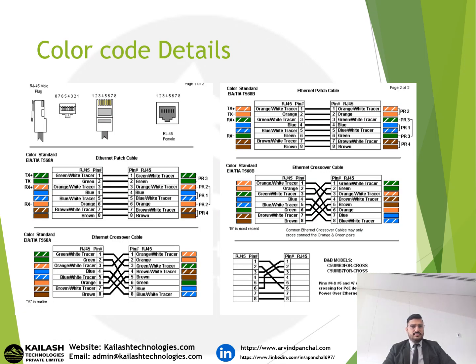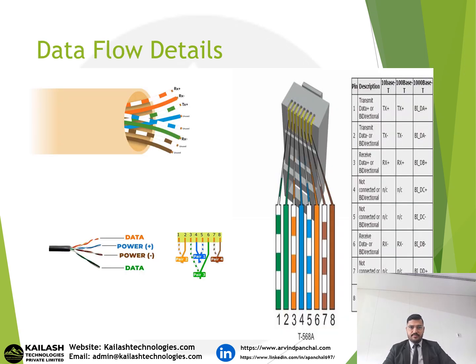So color coding, this is the detailed color code. Here you can find full detail about how exactly the color code works, and the data flow structure. In the wire it is always receiving and transmitting, and somewhere one or two pairs will be extra, which is unused. Nowadays PoE, power over Ethernet, is there, like for cameras and access points. They require power to start and work.